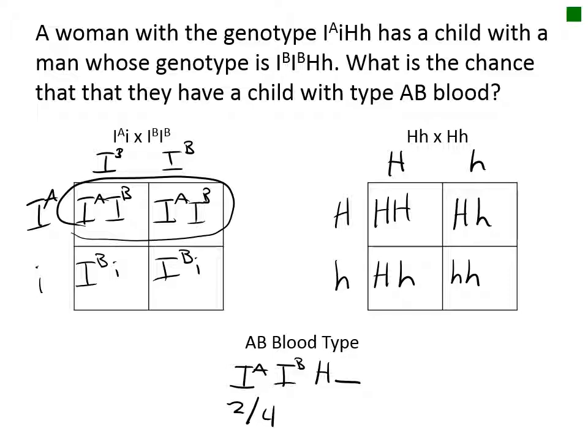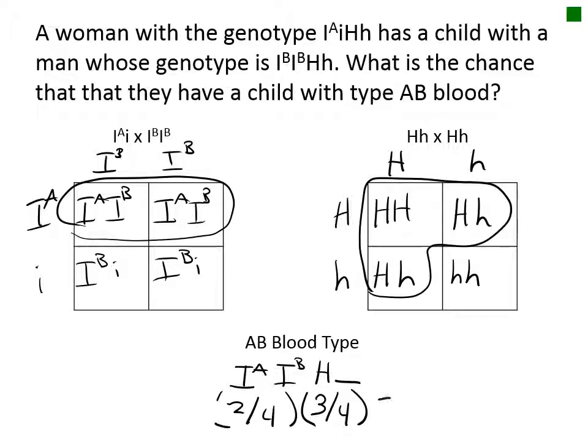Looking back at the Punnett square, we can see that there is a 2/4 chance of having the AB genotype and a 3/4 chance of having a genotype with at least one dominant H. The organism would have to have the AB genotype and the big H genotype. Since we say and, we multiply those numbers together, which gives us 6/16, or a 3/8 chance of having a child with an AB blood type.